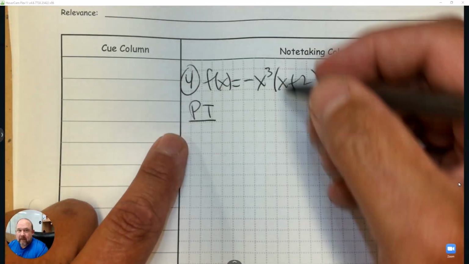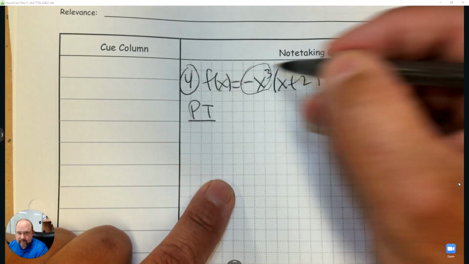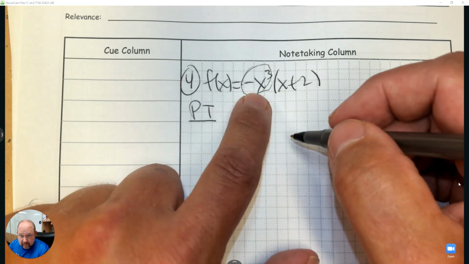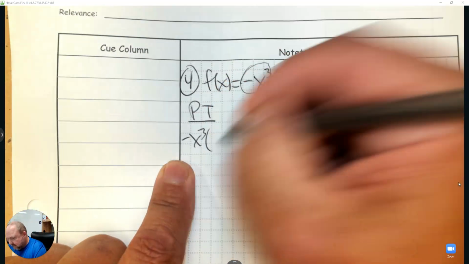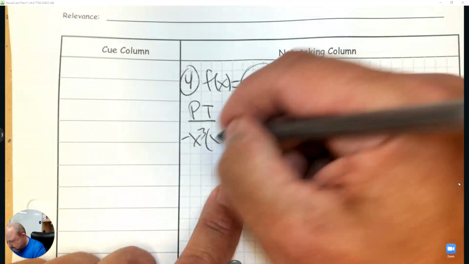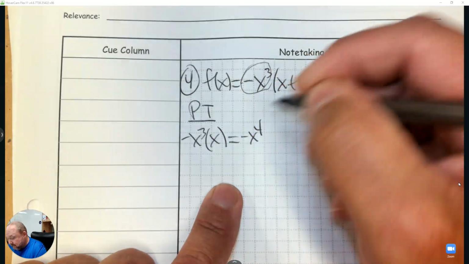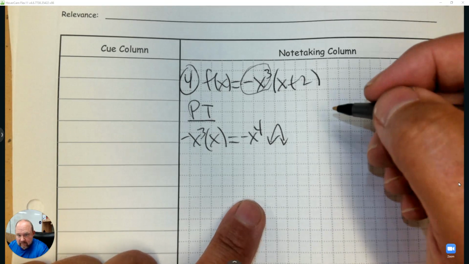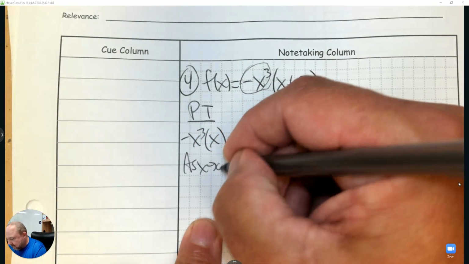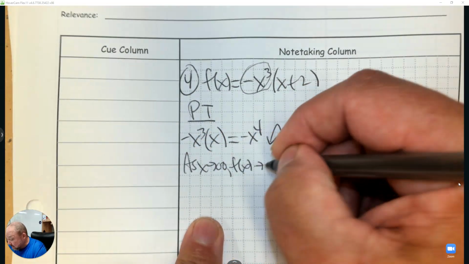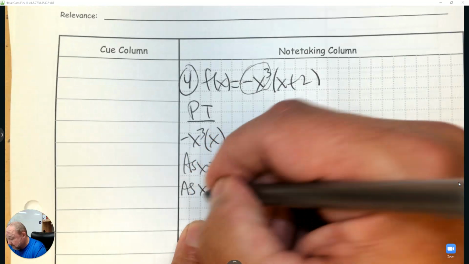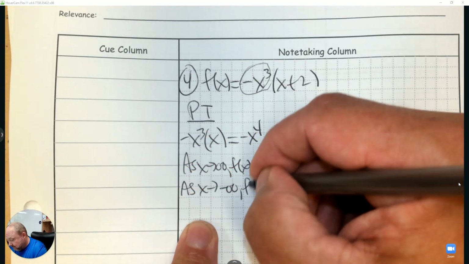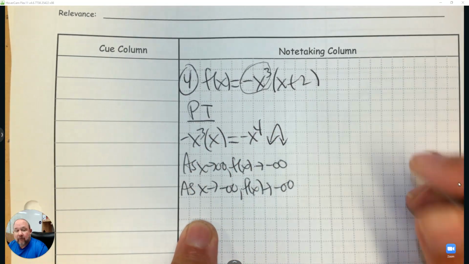All right, here we go. So to find the power term, I take the first term times the first term, and then, oh, it's different. So it's negative x to the fourth. That means both ends are going down. So as x approaches infinity, the function goes to negative infinity, and the other side does the same thing. So both ends go down.